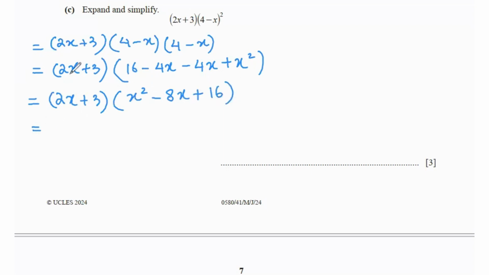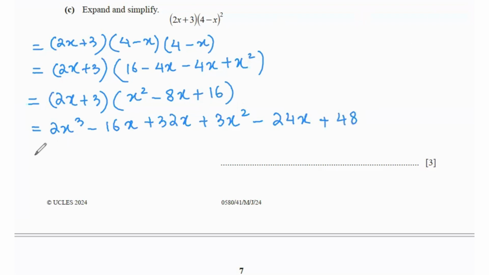So now we expand these two brackets. 2x times x squared is 2x cubed. 2x times negative 8x is negative 16x squared. 2x times 16 is positive 32x. Now 3 times x squared is 3x squared. 3 times negative 8x is negative 24x. 3 times 16 is 48. So we once again combine the like terms. 2x cubed comes as it is. Negative 16x squared plus 3x squared, and positive 32x minus 24x is positive 8x.